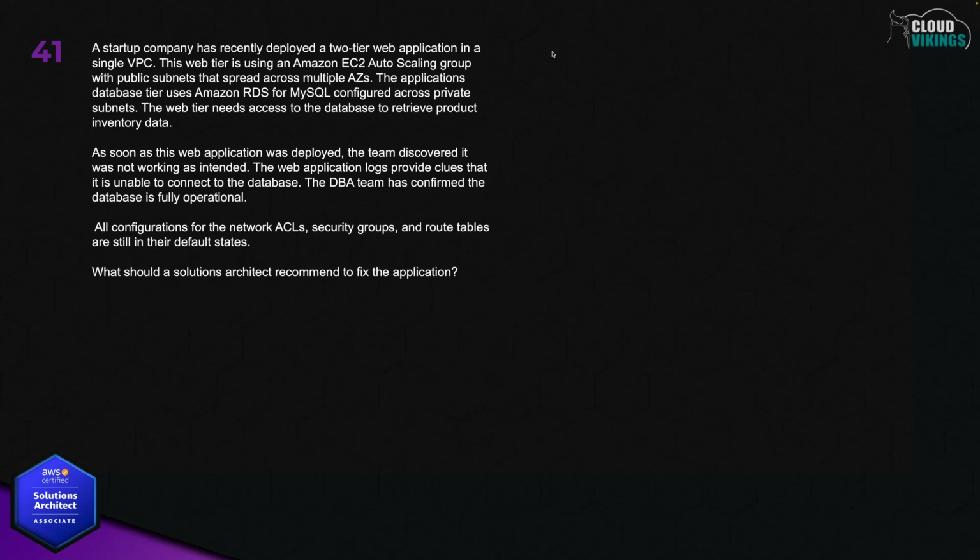The web application logs provide clues that it's unable to connect to the database. The DBA team has confirmed the database is fully operational. All configurations for the network ACLs, security groups, and route tables are still in their default states. What should a solutions architect recommend to fix the application?